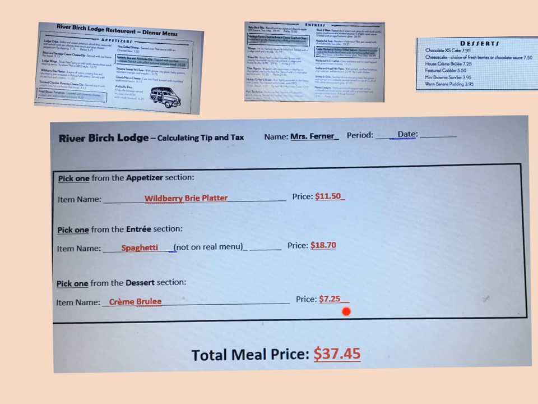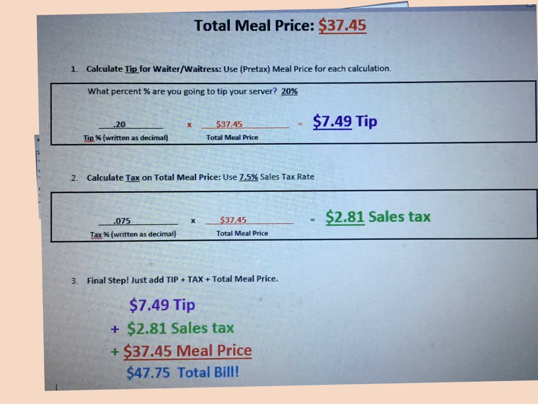So now I'm going to total up each of my choices and get my total meal price. I would like you to do that also. All right, now you're ready to calculate your tip and your sales tax. So I'm going to use my total meal price. I've added up my whole price of my meal, and now I'm going to pay my tip.